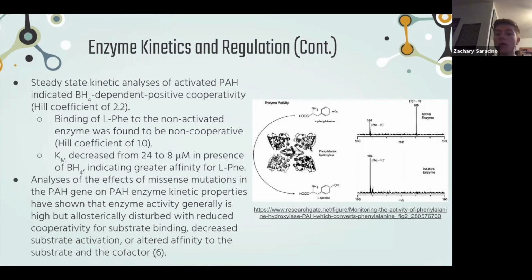And you could also see, because of missense mutations, which lead to PKU and PAH not functioning properly, on the bottom mass spec image here, you have phenylalanine not being converted to L-tyrosine, and you can see it's not detected by the mass spec like it should be in the top image.